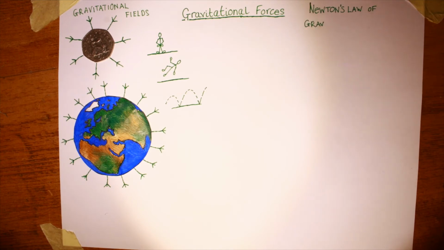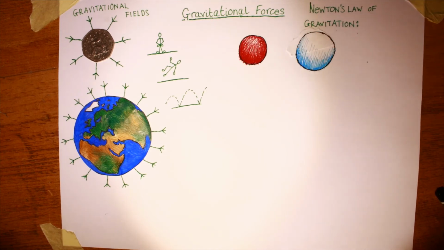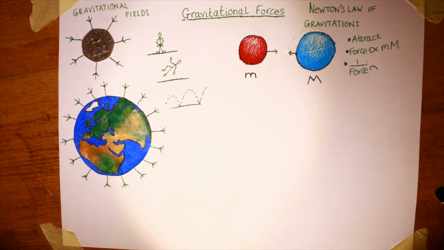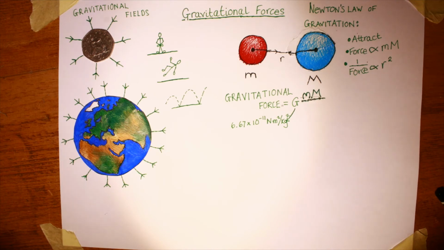Newton's law of gravitation states, all masses attract each other with a force that is proportional to the product of their masses, and inversely proportional to the distance between the centre of the masses squared. We can arrange the formula: gravitational constant, calculated at 6.67 times 10 to the power of minus 11 newton meters per kilogram squared, times the product of the masses divided by the distance between the centre of masses squared.